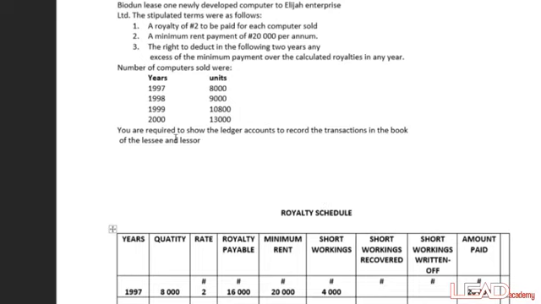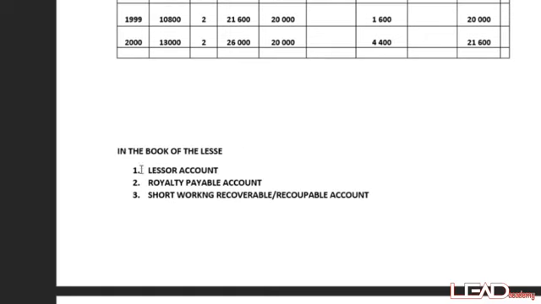The next thing to do now is to prepare the ledger accounts of the lessee and also of the lessor. In the books of the lessee, you are creating three accounts: the lessor account, the royalty payable account, and the short workings recoverable or recoupable account.